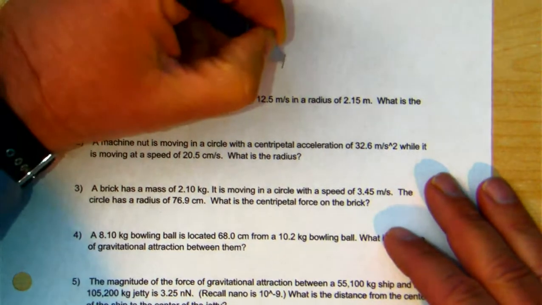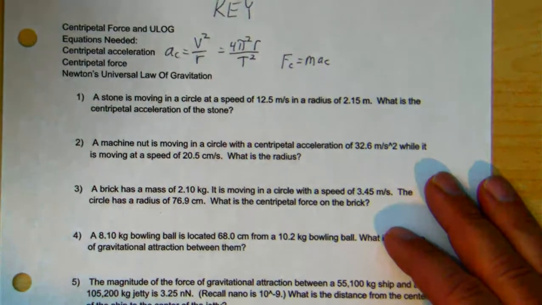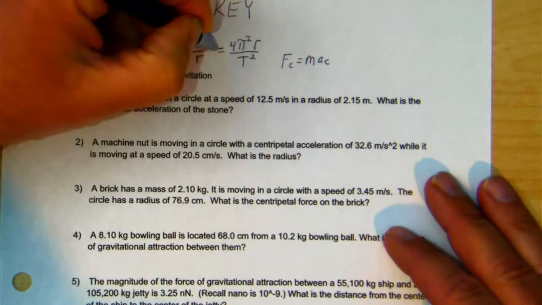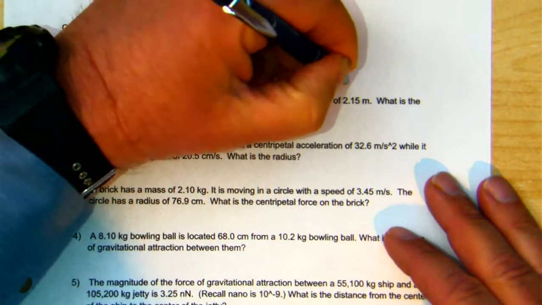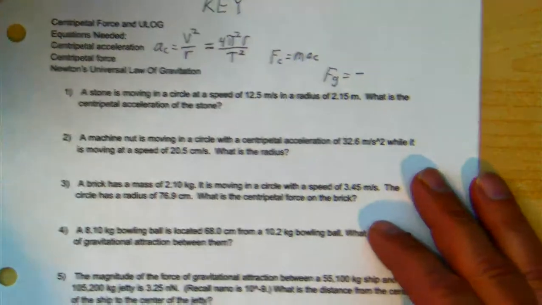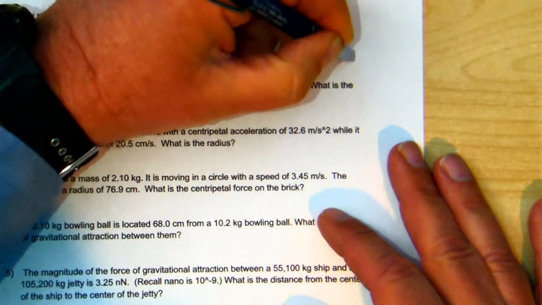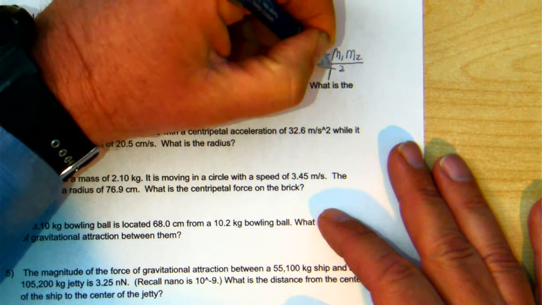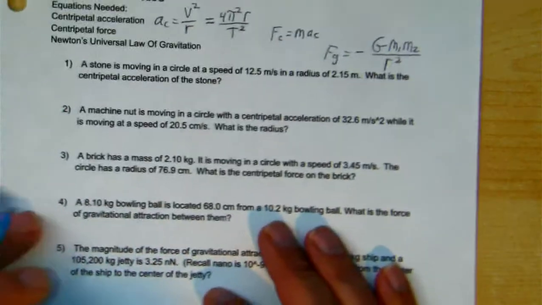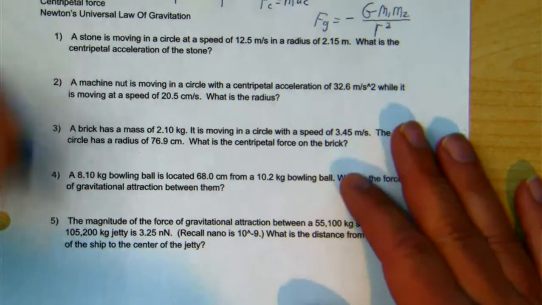Centripetal force is mass times the centripetal acceleration. And Newton's law of universal gravitation says the force of gravitational attraction between any two objects is the product of capital G times the mass of the first object times the mass of the second object, divided by the distance from the center of one object to the center of the second object, squared. So let's go and apply it right now to these homework problems.